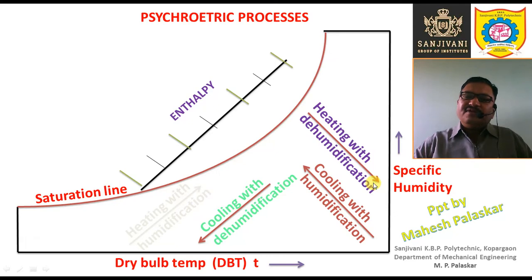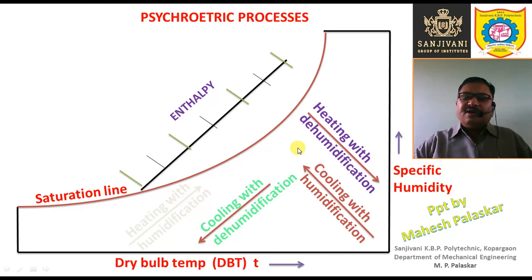During this process you will find that the dry bulb temperature increases but the specific humidity decreases, right? Other properties may increase or decrease depending upon the inclination of this arrow, how much heating is there and how much dehumidification is there. But one thing is sure, that during this process, heating with dehumidification, the dry bulb temperature is increased and the specific humidity is decreased. That means the humidity ratio, moisture content, or the absolute humidity is decreased during this process, that is heating with dehumidification.